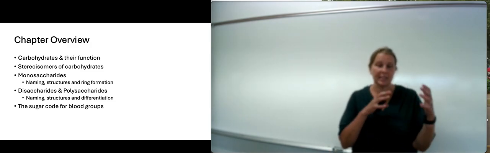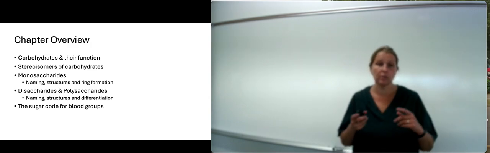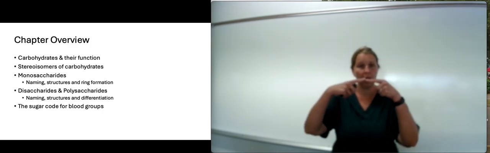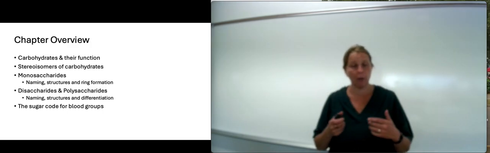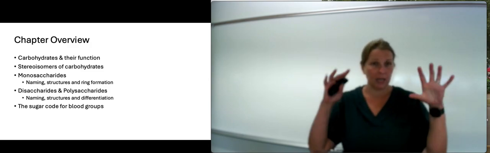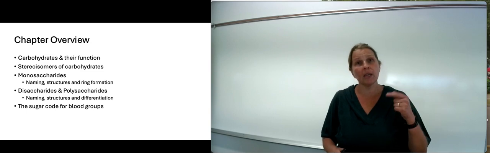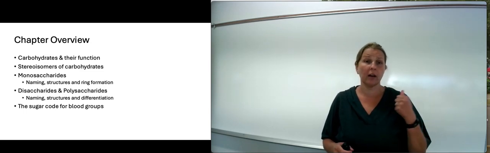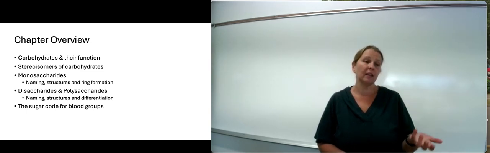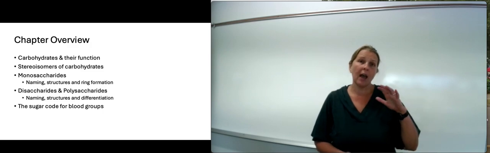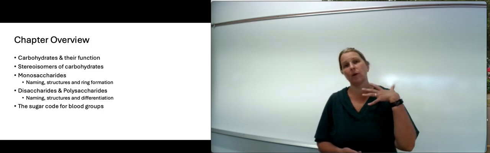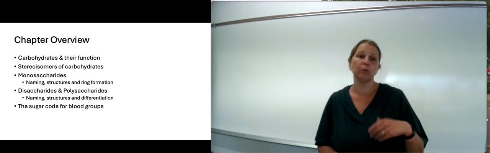Then we will talk about disaccharides and polysaccharides. So di meaning two, so we have two sugars. How are they connected together? Then we talk about polysaccharides. Poly meaning many, so what happens when we put many sugars together? We will talk about how to name these, what their structures are, what their functions are, etc. And then the last thing in this chapter is how we use sugars to define whether you have A blood group or B blood group or O blood group.